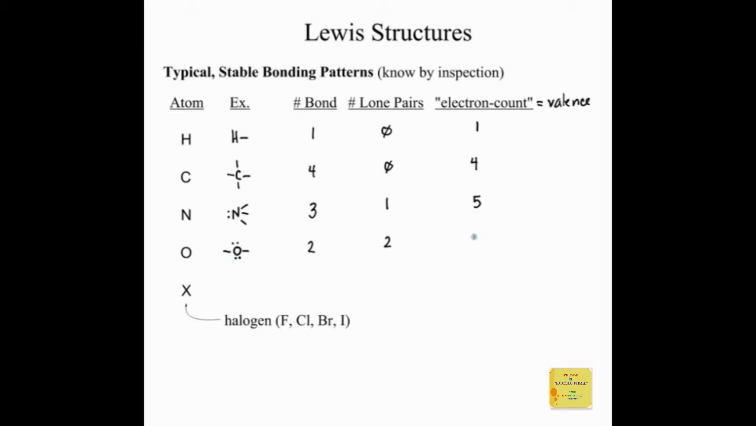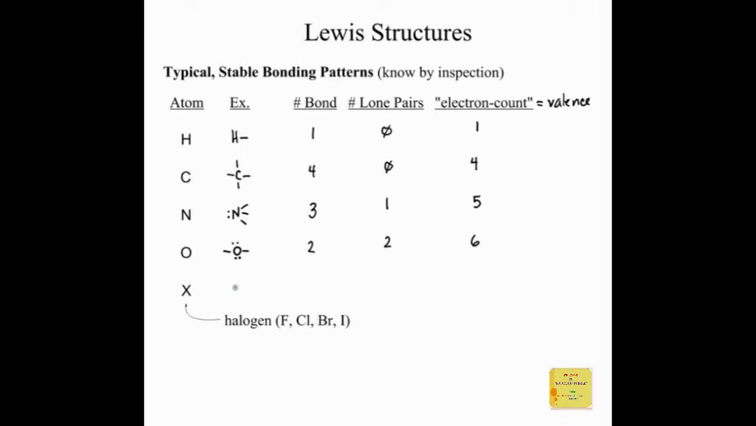That'll give us 6 electrons for our electron count, which is equal to oxygen's valence. And finally, if we take a look at a halogen, we'll represent a halogen with the letter X very frequently in organic chemistry. So something like fluorine, chlorine, bromine, iodine.